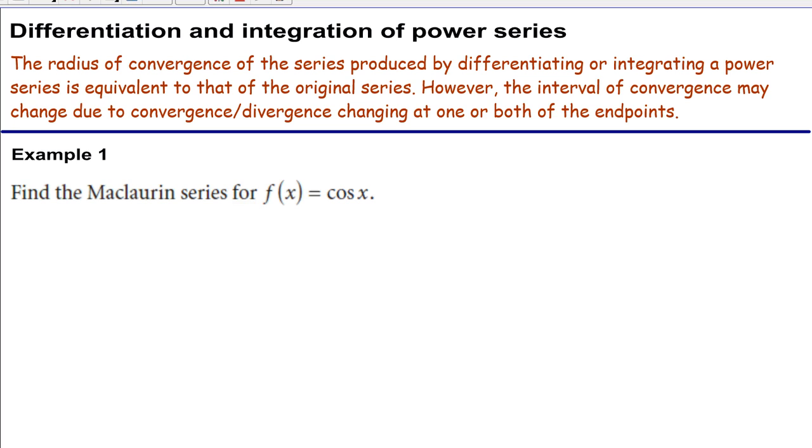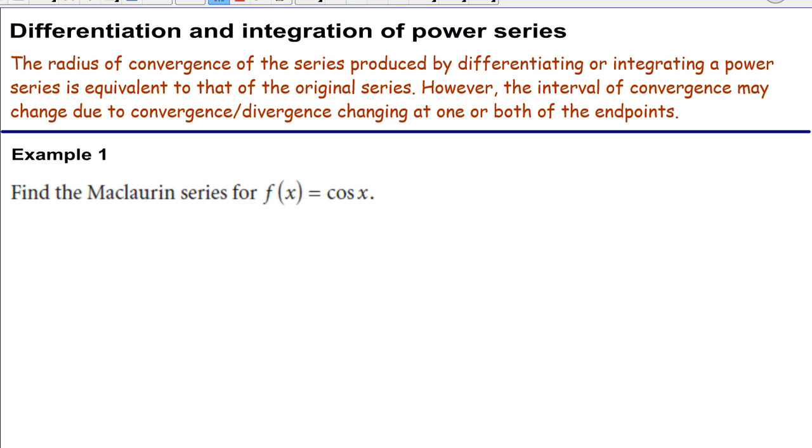Example 1: find the Maclaurin series for f of x equals cos x. We know that we can generate this by finding several derivatives of this function and then plugging them into the formula for Maclaurin series. But we can also get the Maclaurin series for cos x by differentiating the series that represents sin x. What I mean by that is this.